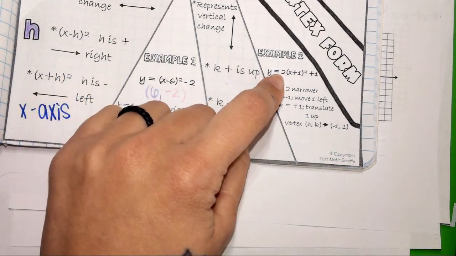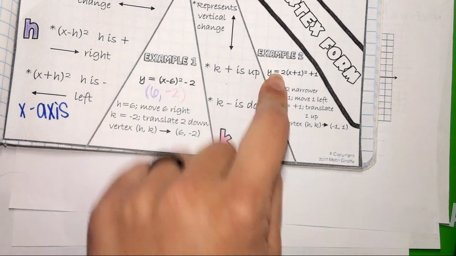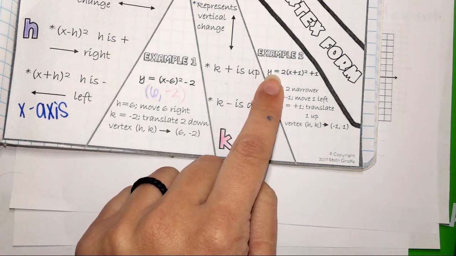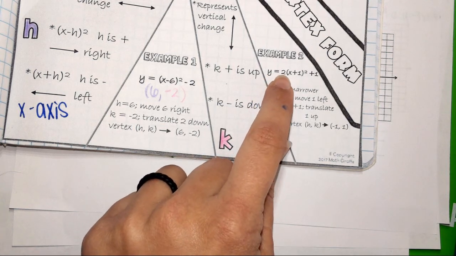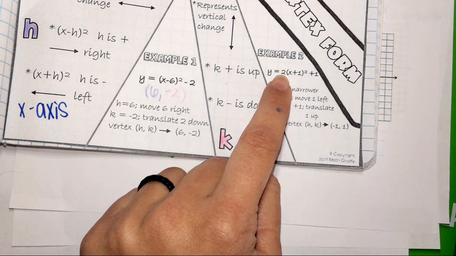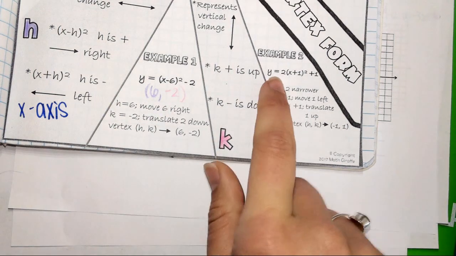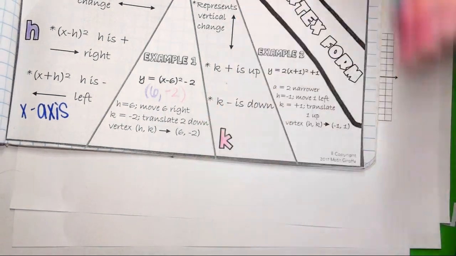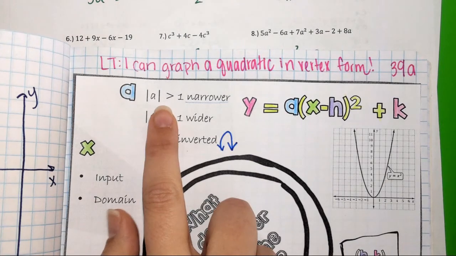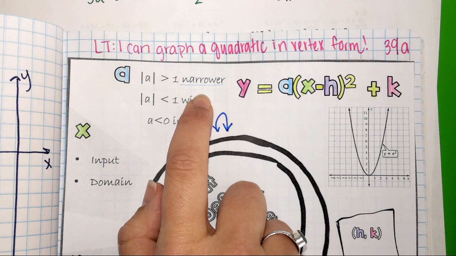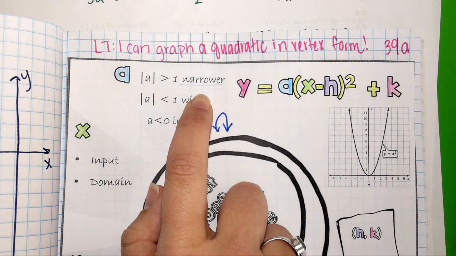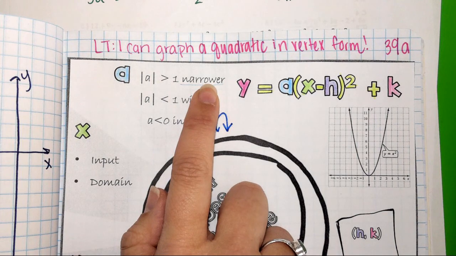Take a point. And what does A do to the graph? It makes it wider, it stretches, or it inverts it. Now, is this going to make it wider, stretch, or invert? This is a 2, right? Is 2 greater than 1? So what's it going to do? Narrower. Is that a word? Yes, definitely is a word.